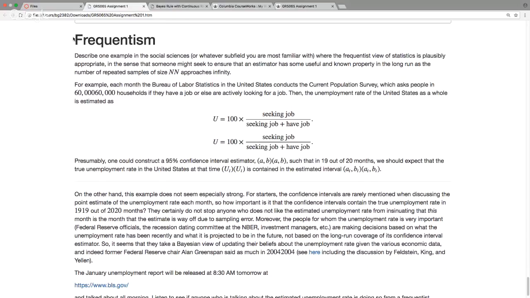So for the people that the unemployment rate is important, they're making decisions about that. They're projecting what it's going to be in the future, and they're doing something that seems pretty Bayesian, not based on what's the long run coverage of the confidence interval estimator of the unemployment rate. So people like Federal Reserve chairs more see this as updating their beliefs. And Alan Greenspan gave a speech that basically said this is how he viewed his job, and a bunch of other central bankers wrote commentary on it. You can see a link to that.